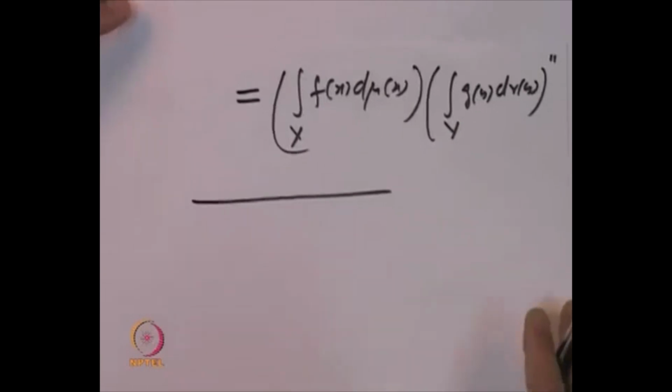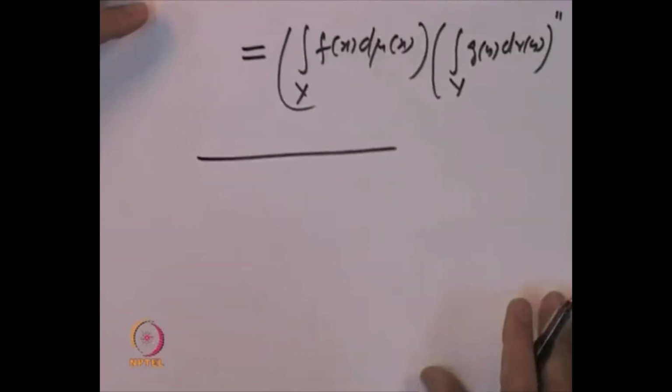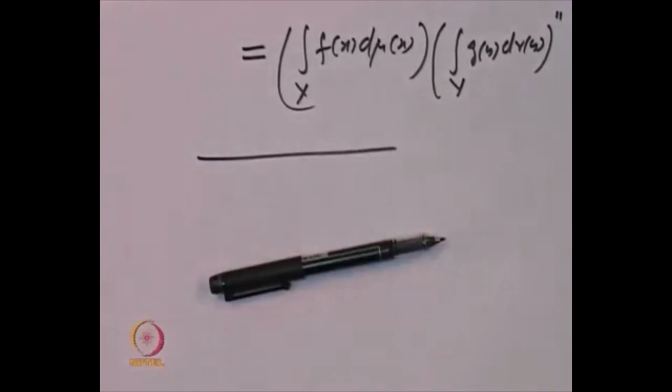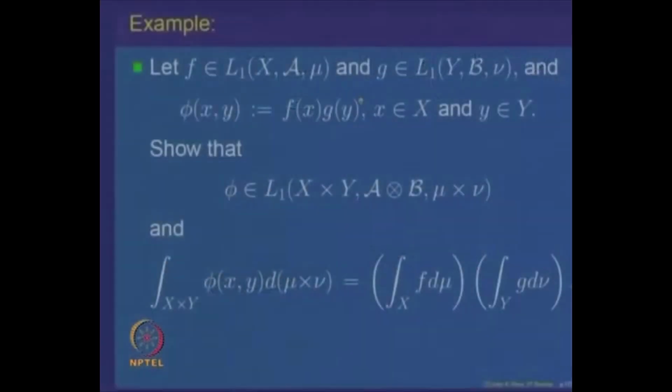So, you have seen two applications of Fubini's theorem to prove this result, namely that if f is an L 1 function on x, and g is an L 1 function on y, then the product is an L 1 function on the product space and the integral is equal to the product of the two. So, this is how Fubini's theorems are going to be applied.